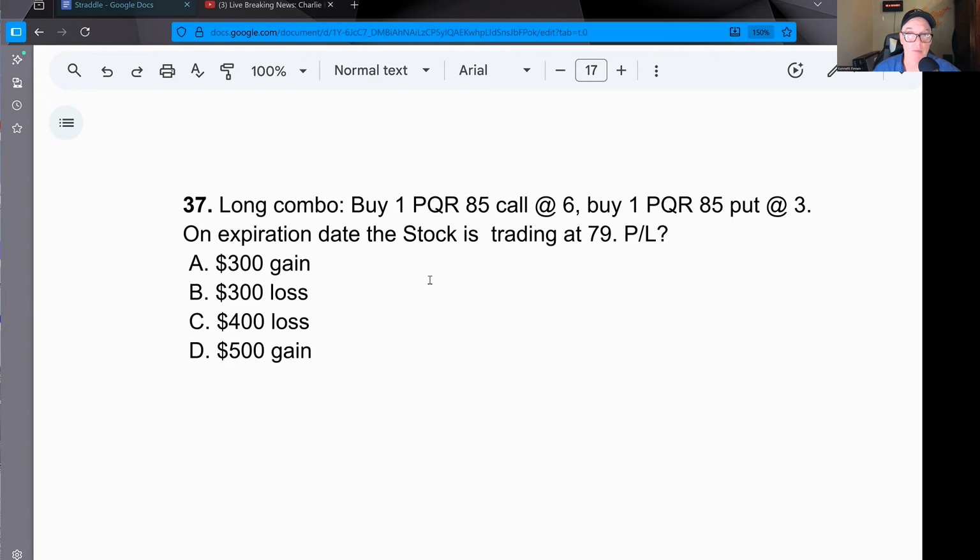It went in, right? So 76 is my lower break even. 94 is my upper, I don't really care. 85 is my middle, right? I want it outside the range. And it went to 79, so it's inside the range and it misses by 3. So it's a $300 loss. B, as in boy, baby.